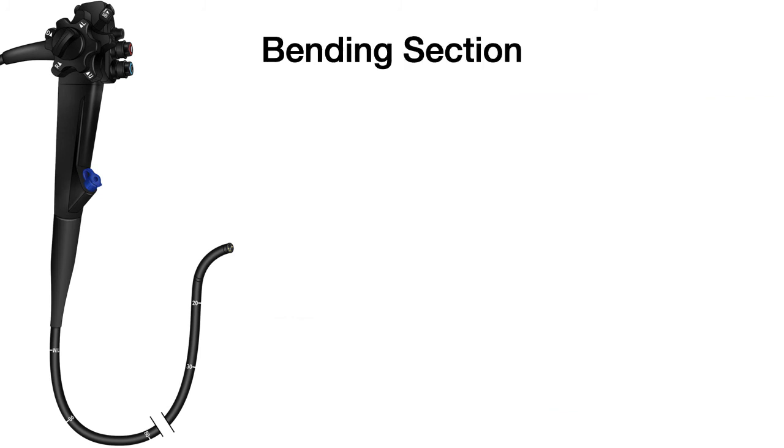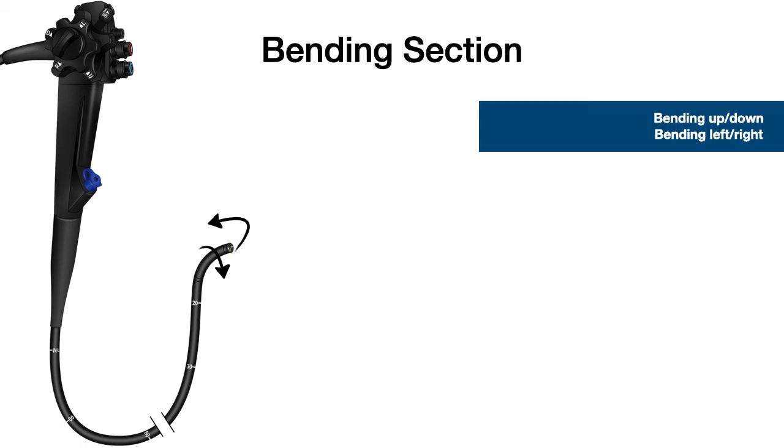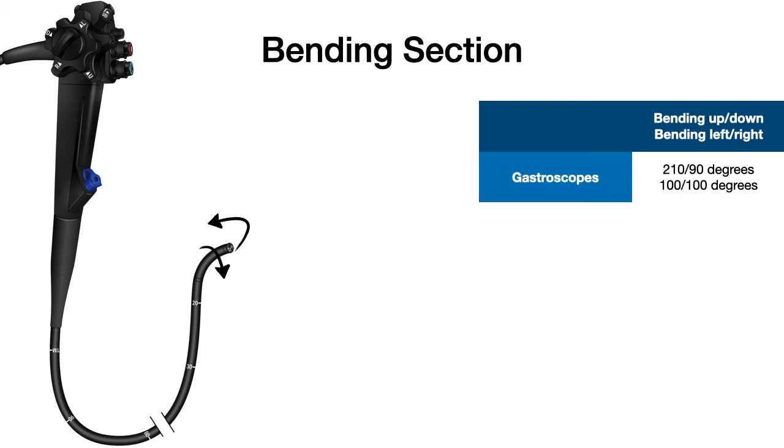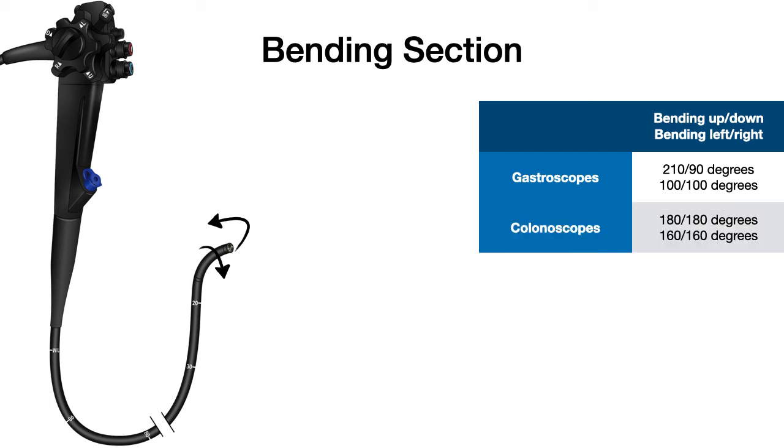Finally, let's look at the bending section of the scope, bending up and down and right and left. So this is important for certain situations, and let us look at the bending section of different scopes, up and down, left and right. Gastroscope has a maximum up bending angle of 210 degrees, and then down 90, left and right 100. And colonoscope overall has 180 up, 180 down, 160 left, 160 right.